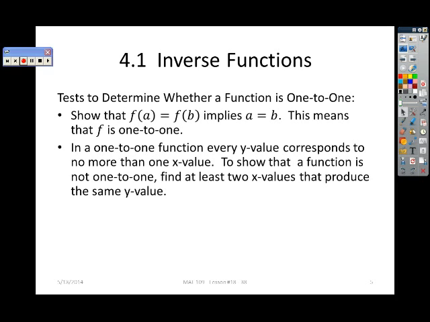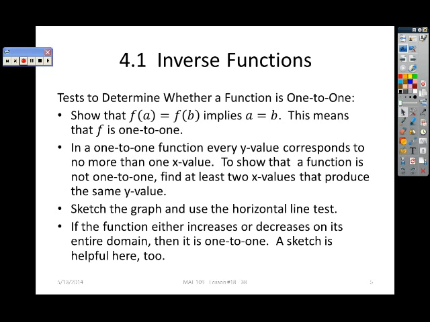So if you can find two x values that produce the same y value, then you're not one-to-one. Because if you think back to the arrows, that's one that's not a one-to-one function. If you can find two x values that produce the same y value, that's when you're trying to work with something like this. Sketching the graph is probably easier, and then use the horizontal line test. The horizontal line test is easy. If you know that it increases over the whole domain, then it is one-to-one. Like the cubic function, we know it increases over the whole domain.